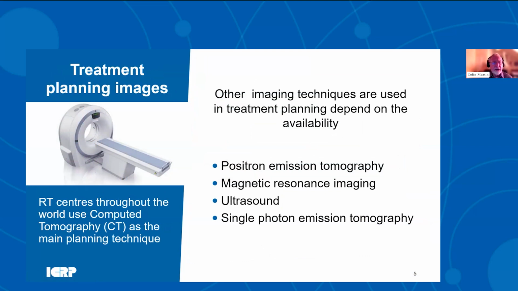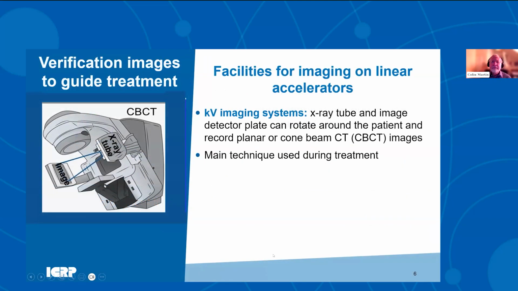Now, for planning, computed tomography is really the technique that's used almost universally. There are other techniques available, and these provide information on the organ function or physiology and anatomy. So positron emission tomography, magnetic resonance imaging, ultrasound, and single photon emission tomography can all contribute. But as far as imaging during treatment is concerned, KV imaging systems are the predominant one.